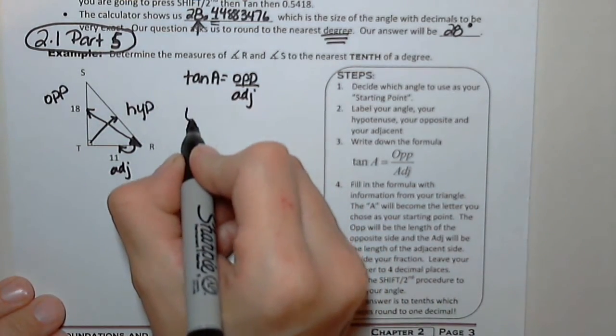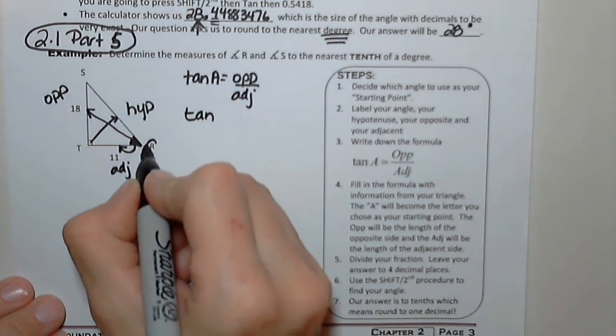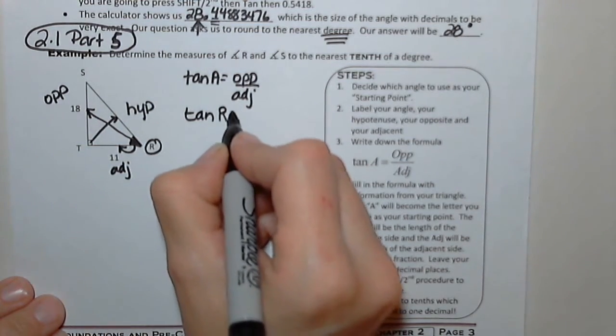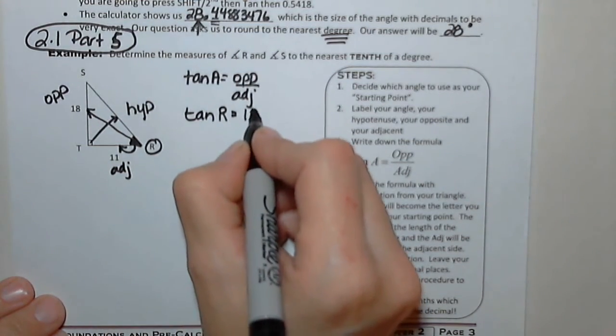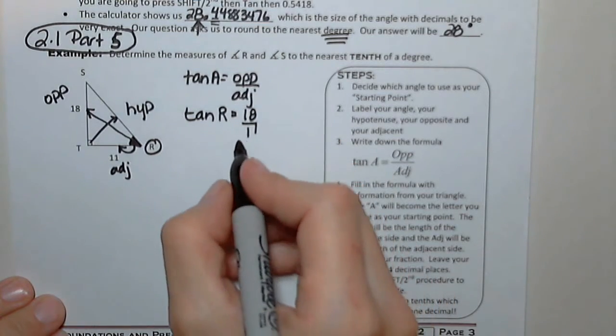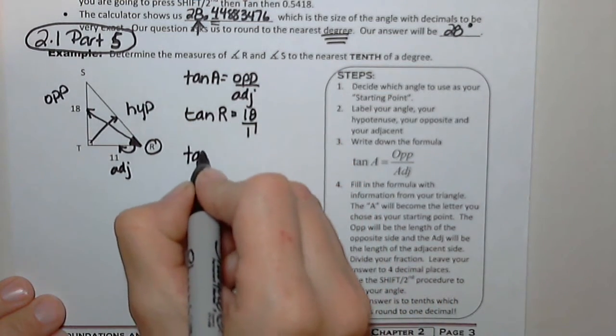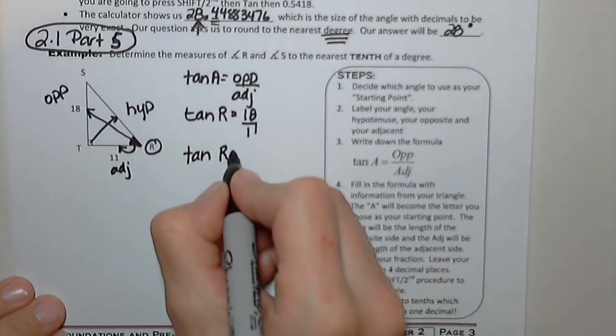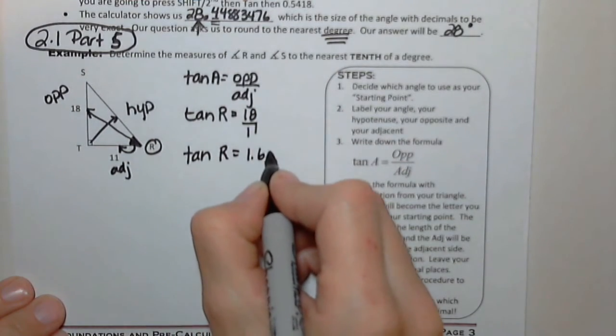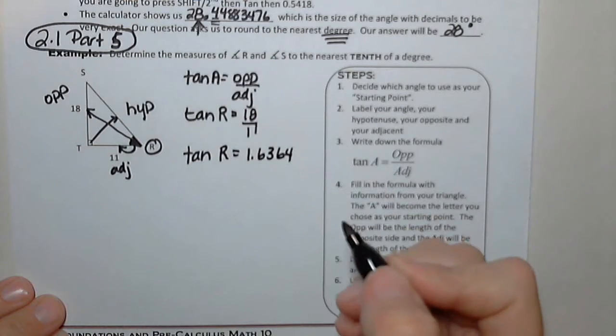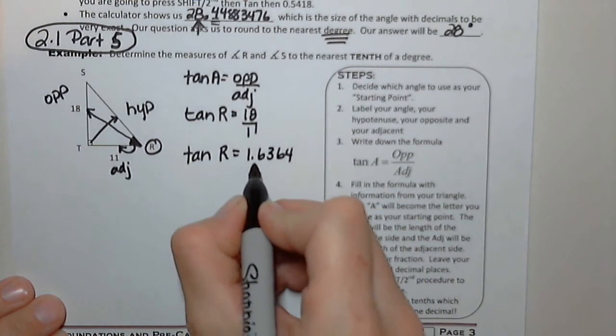Let's change everything to what we know. It's not called A this time, it's called R. So the tan of R is equal to 18 over 11. And this time we actually do want to make sure we change that to a decimal. So the tan of angle R is equal to 1.6364.